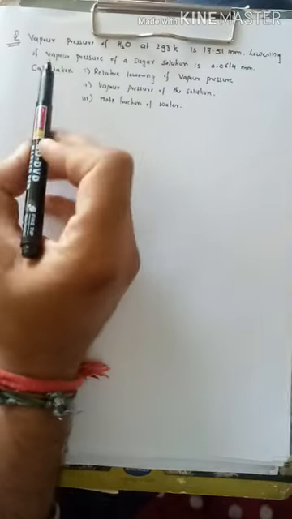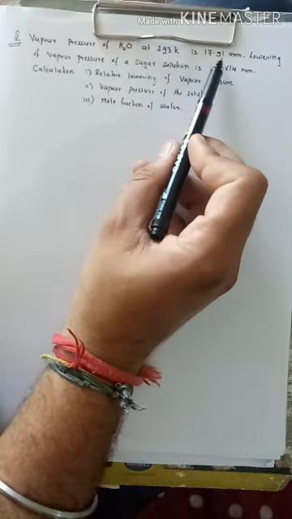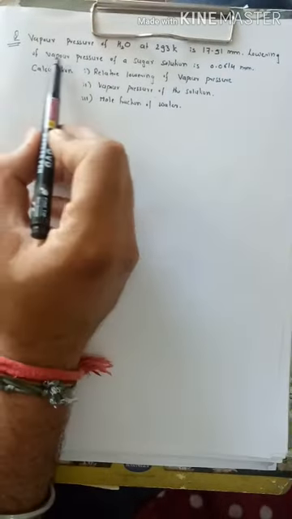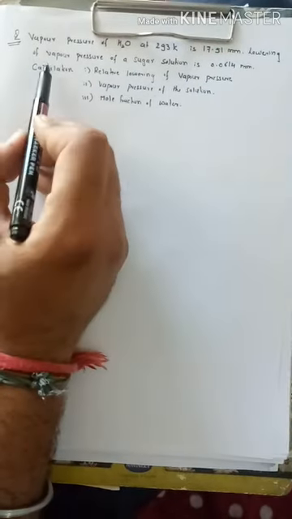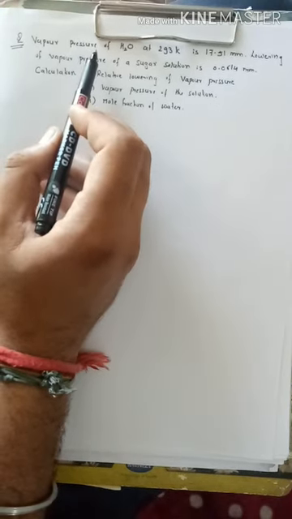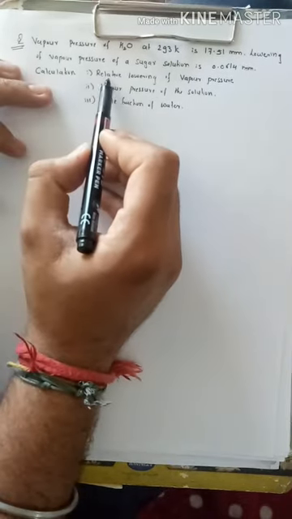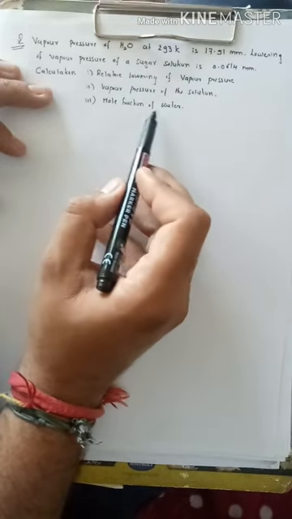You can see the question. Vapor pressure of H2O at 298 Kelvin is 17.51 mm. Lowering of vapor pressure of a sugar solution is 0.0614 mm. Now vapor pressure is given, so we'll apply the lowering of vapor pressure equation. You need to calculate the relative lowering of vapor pressure of the solution and the mole fraction of the water.